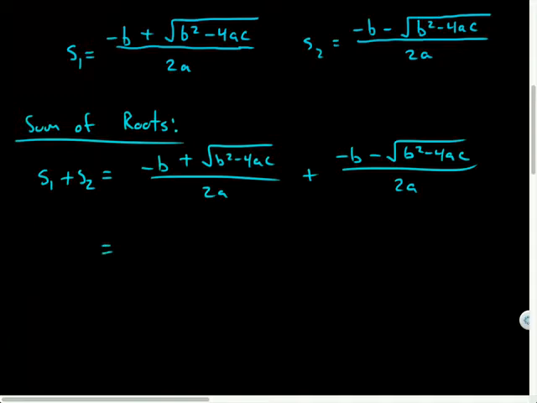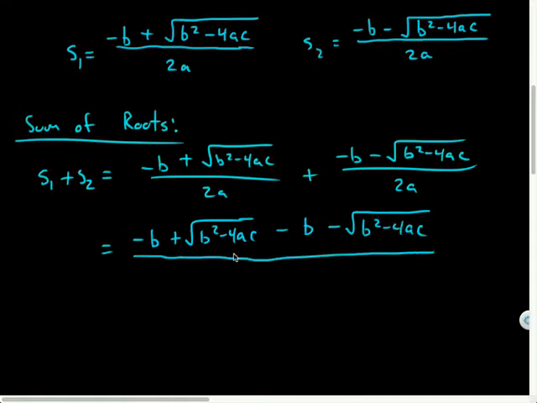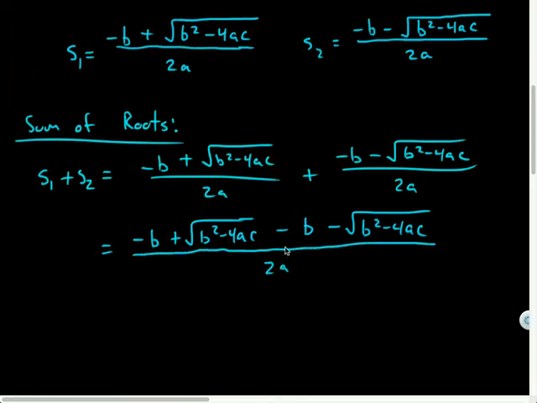Well, if I try to add these, what's the good news? They have common denominators. So I can just add their numerators over a common denominator. That would look like negative b plus the square root of b squared minus 4ac, and plus a negative is the same as minus b, and plus the negative is the same as minus the square root of b squared minus 4ac. I'm going to be really sick of writing b squared minus 4ac, by the way, from this part of the video. All over 2a, right?